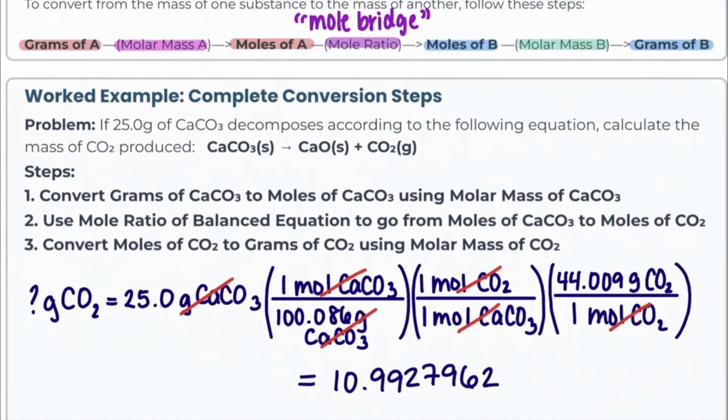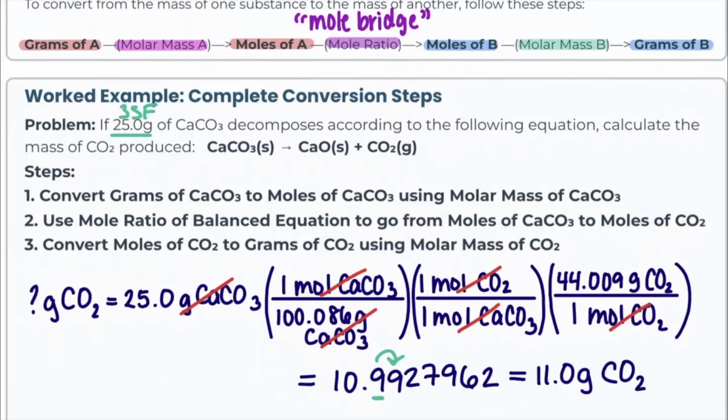Now, the question is giving us three significant figures, right? 25.0. So our answers should be reported to three significant figures. So looking at this 9, we look next door to it. Because it's above a 5, we're going to round up. So the answer is 11.0 grams of CO2.